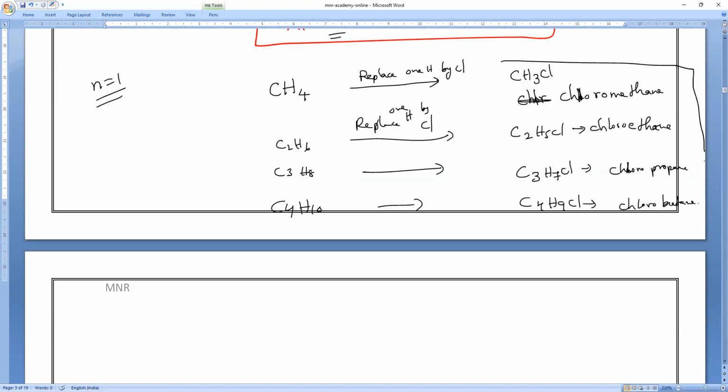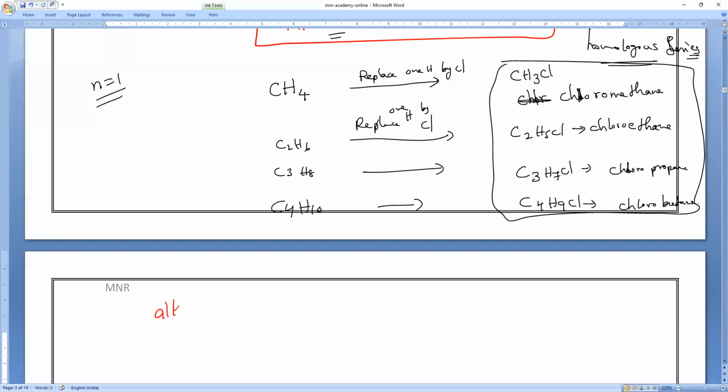Do you understand what I'm saying? This is also called a homologous series, because for them also there is a common general formula. What is the general formula? What is the alkanes' general formula? CnH2n+2.